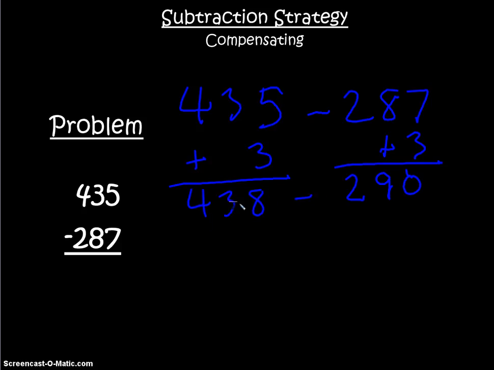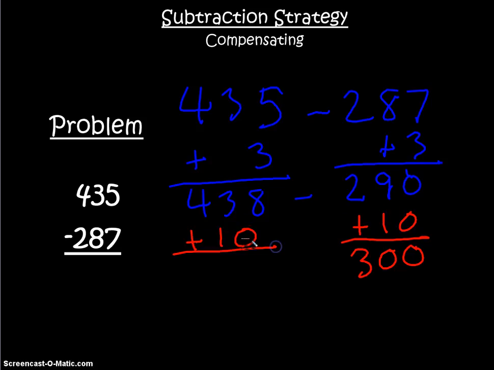Now I could take 438 minus 290, but 290 is still a difficult problem. I'm going to make it even easier. I know that if I add 10 to 290, I'll get 300. And that's a very easy number to use. But remember, if I take away 10 more, I need to add 10 to what I started with. So I'm going to add 10 to my original number, 438, to get 448.